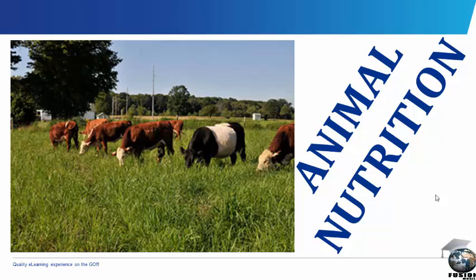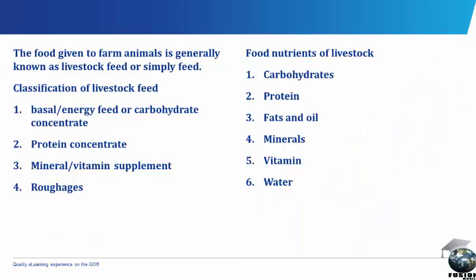Animal nutrition. The food given to farm animals is generally known as livestock feed, or simply feed, and it can be classified into basal or energy, also called carbohydrate concentrate, protein concentrate, mineral/vitamin supplements, and then roughages.